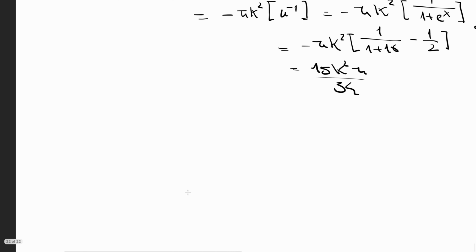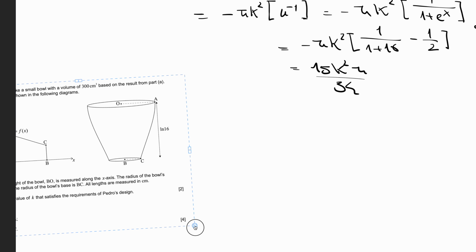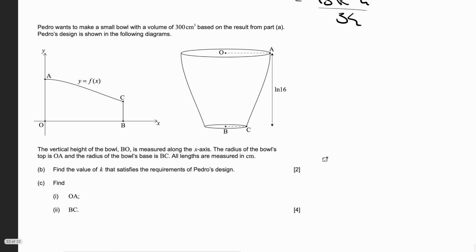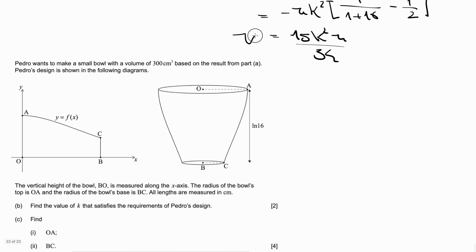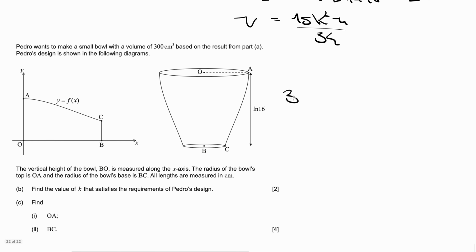Okay, so next part, we're told that Pedro wants to make a small bowl with a volume of 300 cubic centimeters based on the results from part A. And so in part B we're asked to find the value of k. Right, so we found that this equation is the volume, so you can simply substitute in the volume, 15k squared pi over 34. You can put this in the numerical solver on your GDC, since this is a paper 2, and you will get a value of 14.7. So your k is 14.7.